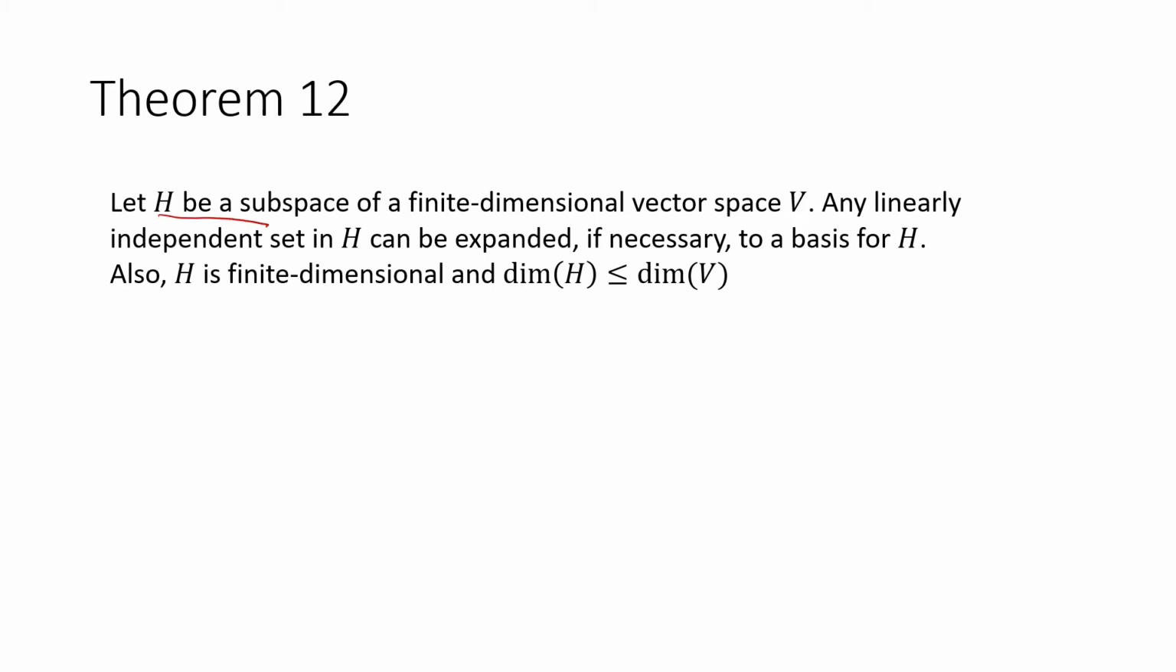So if we have H that's inside of V, and H is a vector space and V is a vector space, and you take any linearly independent set in H, this theorem says you can grow that just by adding some more vectors in to become a basis. And that basis for H that you end up with has dimension less than or equal to the dimension of V. So this kind of makes sense. If you have a vector space that's inside another vector space, its basis is going to be no bigger than the basis of the bigger one. The dimension is going to be smaller or equal.